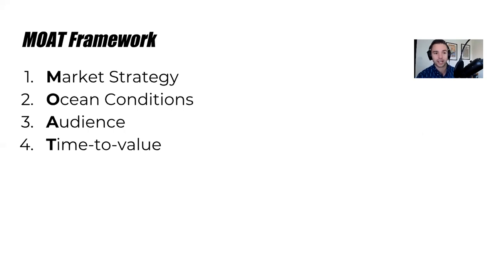So there is the market strategy, the ocean conditions. So are you a red or a blue ocean? If you're not sure what that is, I'll get into it a little bit later. And then audience and time to value. So I've identified that these are the four biggest factors whenever it comes to understanding which model will work best for your business. And so this is going to be an activity.